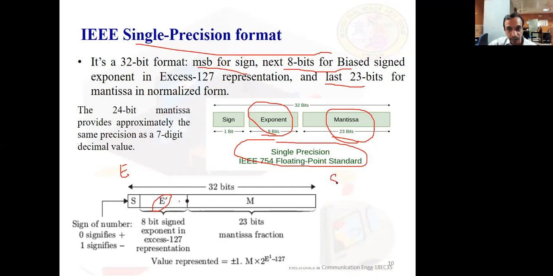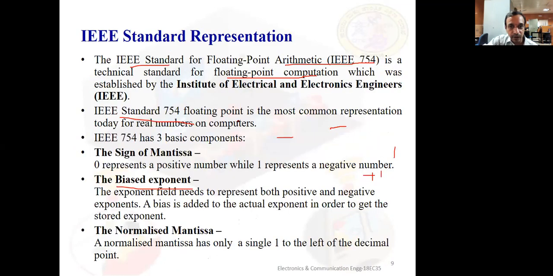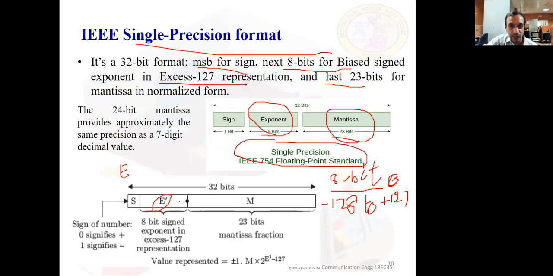Please remember, for a 7-bit exponent we said minus 64 to plus 63. So for 8 bits you will get minus 128 to plus 127. Again, go back to the 2's complement representation format, you know the range of numbers, right? So the normal exponent would be in the range minus 128 to plus 127, but the biased exponent will not have this. The biased exponent will be E plus 127. That is the excess 127 representation. This is an 8-bit signed exponent in excess 127, which means we are adding that number 127.